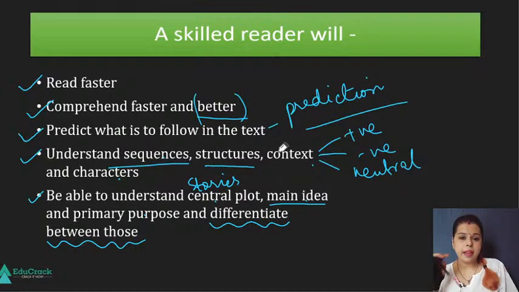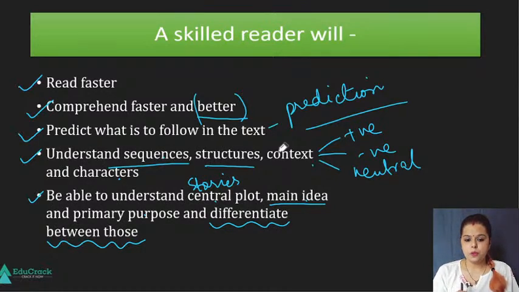Alright. The main idea of a good passage is generally located in the first and second paragraph, and then the next paragraph they will have elaborations. Alright. There will be no central plot to it because this is not a story. The primary purpose of writing this passage was to answer the question that why is it raining so heavily in the northern part of the country. Alright.